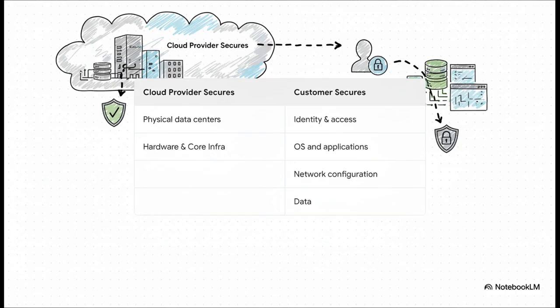This right here is the fundamental division of labor. It's called the shared responsibility model. Think of it this way. Your cloud provider, whether it's AWS, Azure, Google, they are responsible for security of the cloud. That means the physical data centers, the hardware, the core networking fabric. But you are responsible for security in the cloud. That's your data, who can access it, and how your applications and networks are configured.